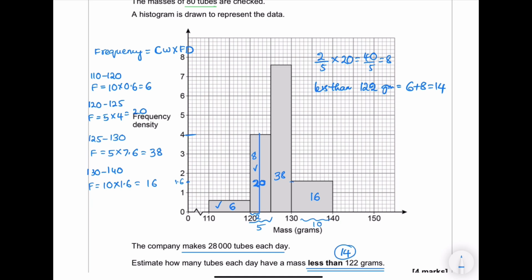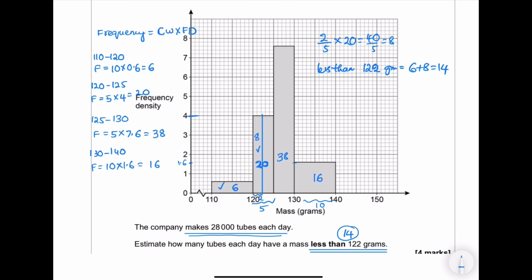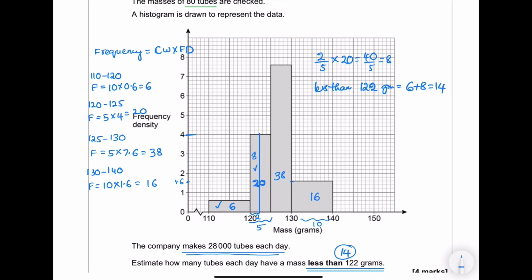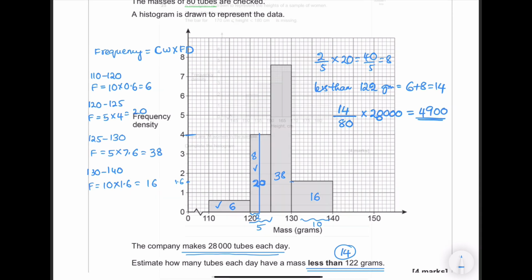So this is a sample of 80, so 14 out of 80. Now we need to work out, out of 2800, how many tubes have a mass less than 122 grams. So 14 out of 80 times 2800, which is 4,900. So 4,900 of the tubes.